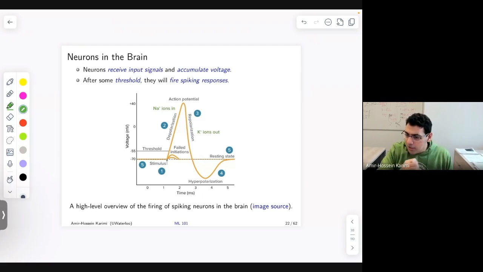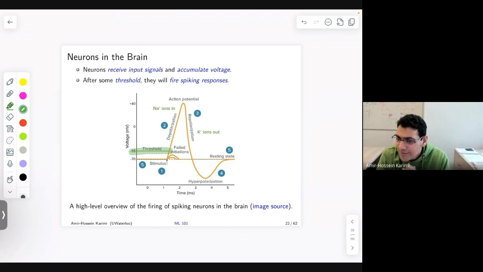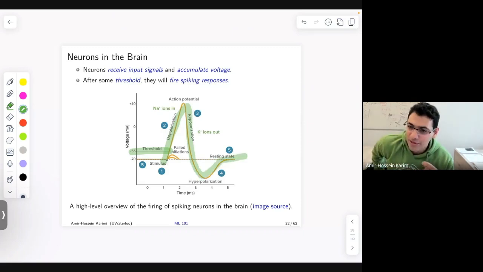Once the signals that are coming into a neuron reach a particular threshold, once the stimulus passes a particular threshold, then a bunch of gates open up and close, and sodium flows in, and then the spike is sent down, and then potassium goes out. A lot of different chemical reactions happen, but ultimately what's happening is a spike, that's why they call them spiking neurons in the brain.